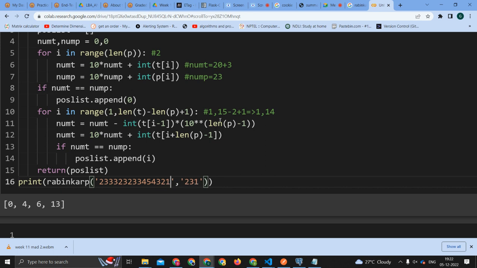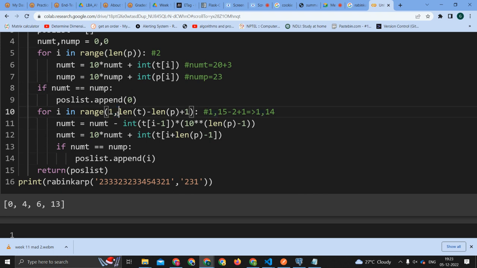Correct, Uma. So the point here is why we are stopping at length of t minus length of p plus 1. Do you understand why we are doing this? Maybe we check the first two pattern first, and we are avoiding that. Already we have added the first two to the position list, so now we do the rest. Correct. So that's why you're avoiding the first index and starting from 1.